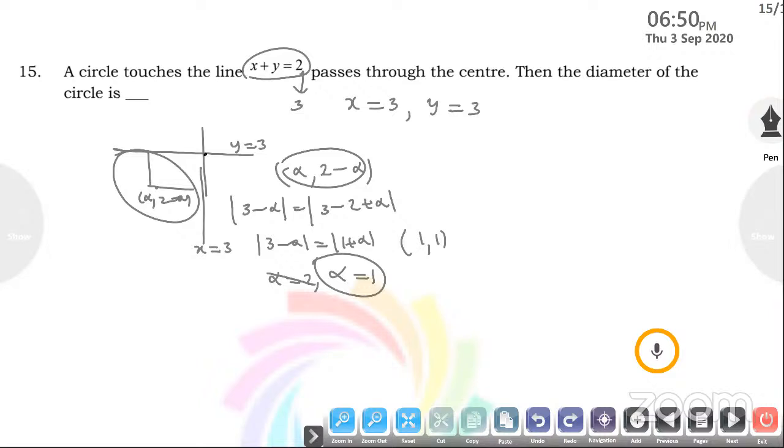Shift the origin to this point (3, 3). So one becomes the x axis, one becomes the y axis. All of us know that a circle touching both the axes has center with the same x and y coordinate. So it will become directly opposite. Alpha is equal to 1 minus 1. Alpha is equal to 1.